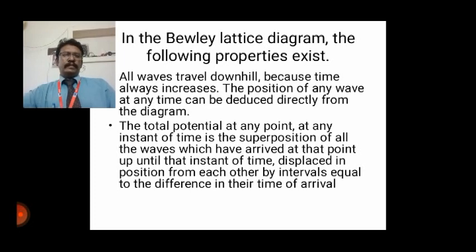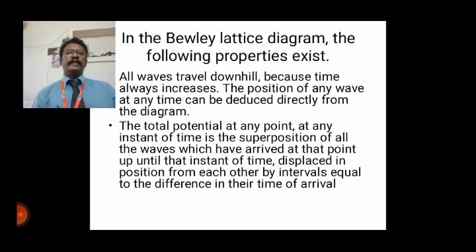Particularly in the Bowley lattice diagram, the following points exist. The first point: all the waves travel downhill because time always increases. The position of any wave at any time can be deduced directly from the diagram. The total potential at any point at any time is the superposition of all the waves which have arrived at that point until that instant of time, displaced in position by intervals equal to the difference in their arrival times.